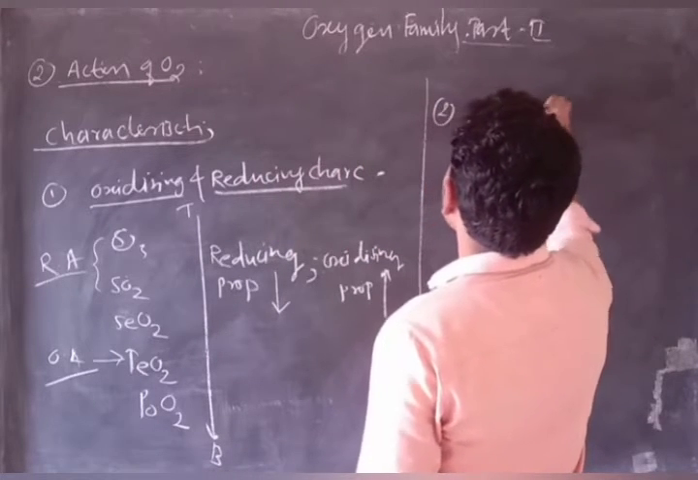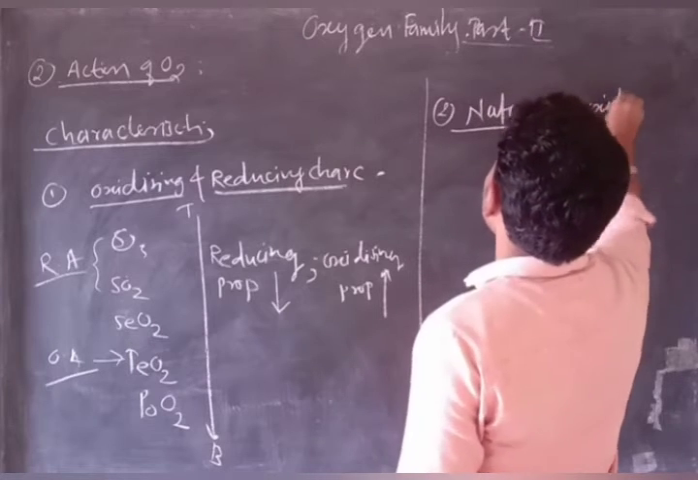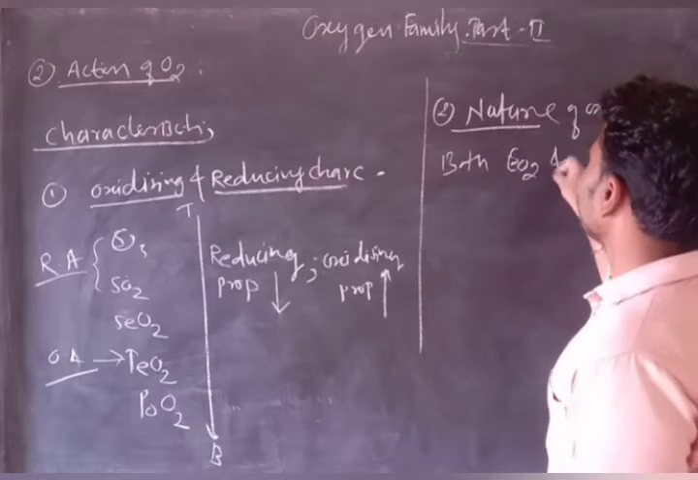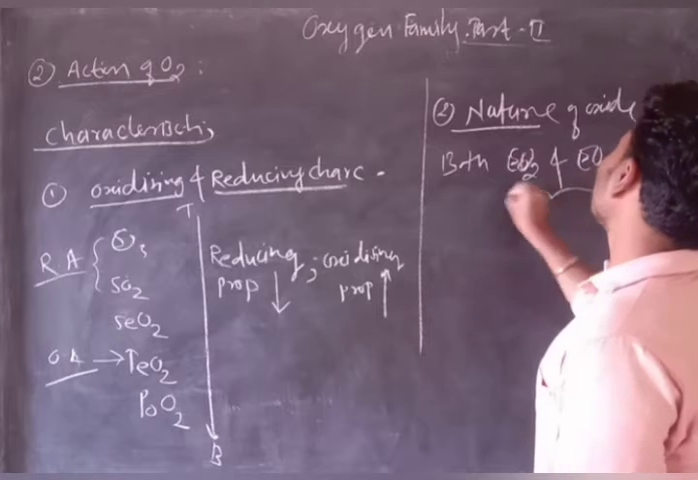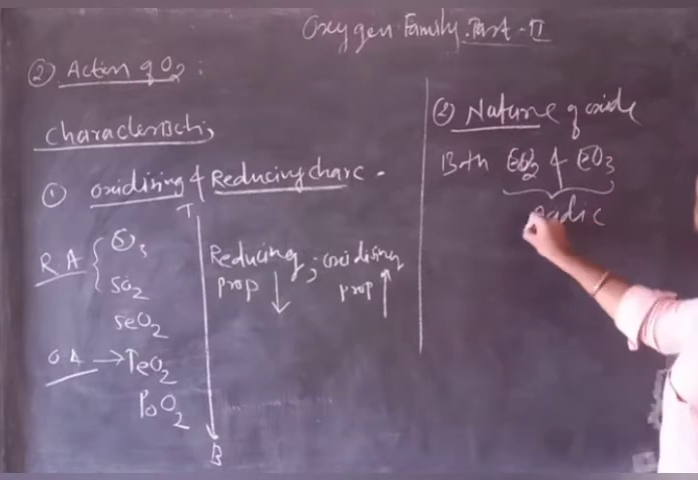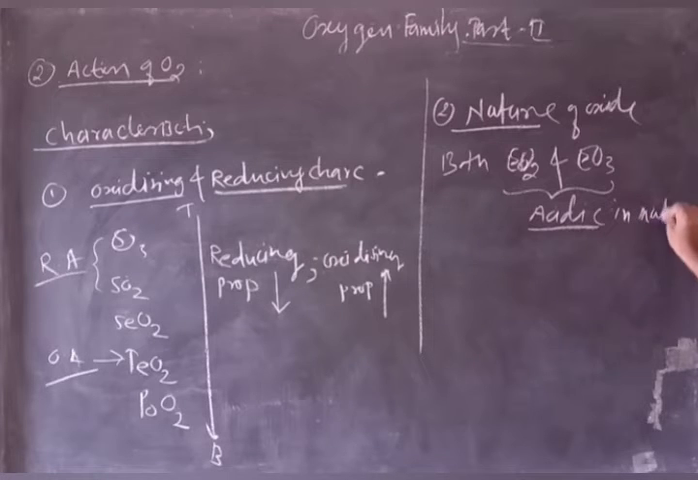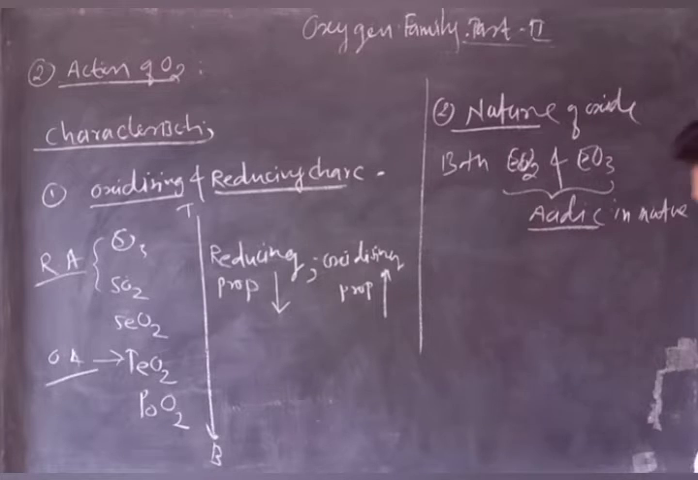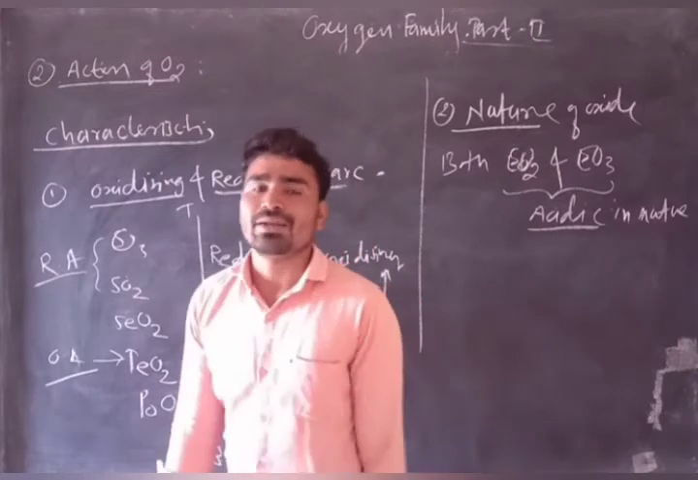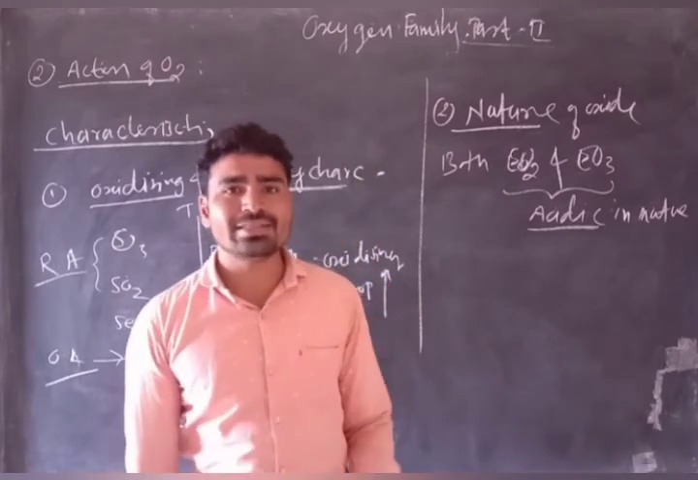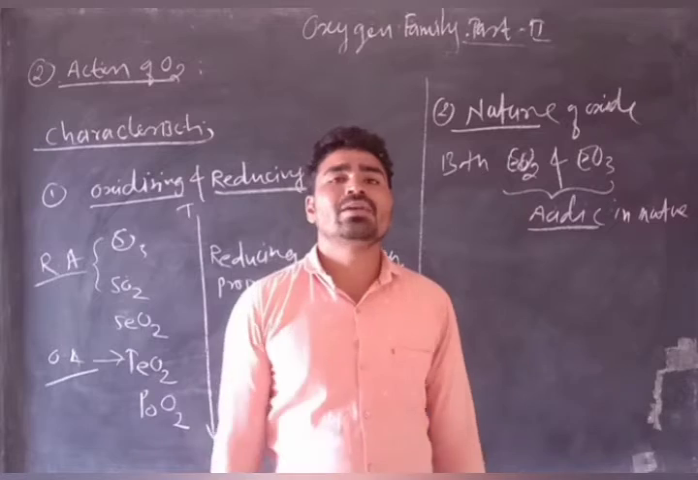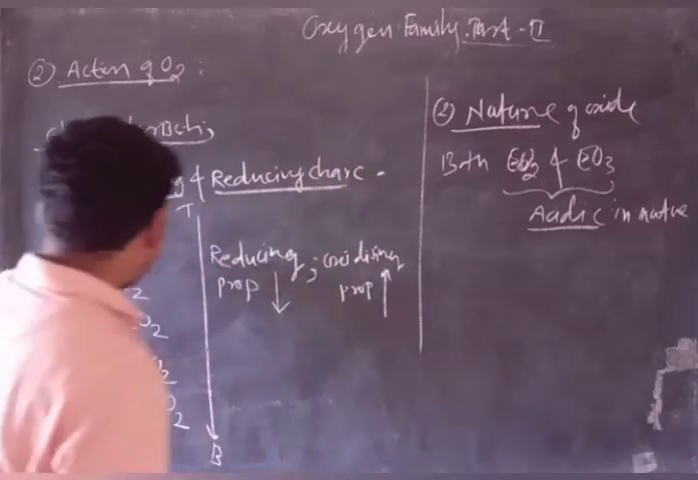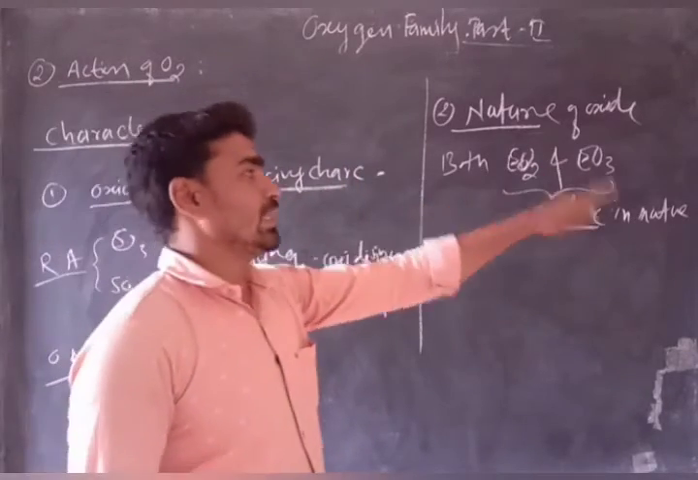My dear students, after this we know about the nature of the oxides, and both dioxide and trioxide are acidic in nature. Because they have a higher oxidation state, the element in its compound shows a higher oxidation state, and they have a natural tendency to gain electrons and behave as a Lewis acid. So in this way they have acidic character. All these oxides, including dioxide and trioxide, are acidic in nature.